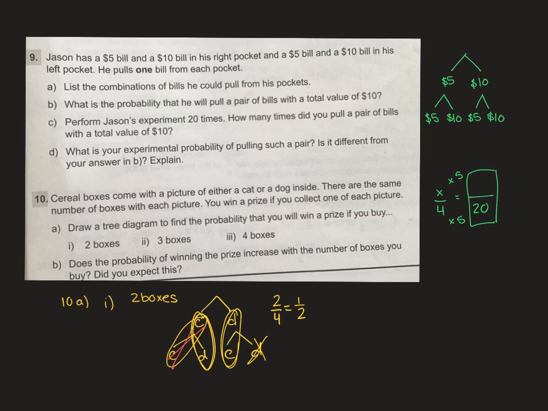Then when you go to 3 rows, the difference is that you will have 3 layers coming down. So then you'll have to put in the correct dogs and cats and the probability.